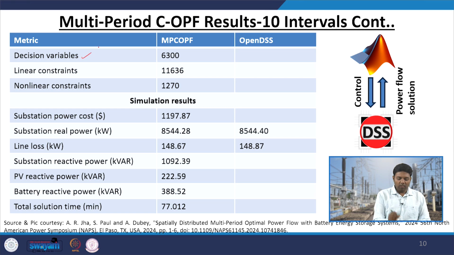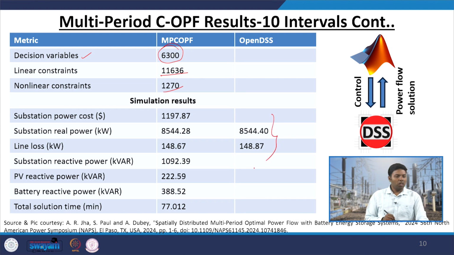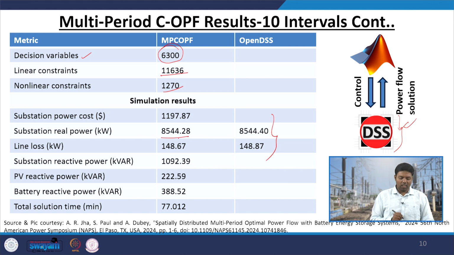Now, if you see the decision variables, the number of decision variables for this problem is around 6300. Total linear constraints are 11,636 and nonlinear constraints are 1270. Okay? And we validated the same problem with the control actions in the OpenDSS platform. The OpenDSS platform will give you the actual nonlinear power flow solution for your control decisions. If you validate it and get the real powers at the substation, you see that they are almost equal, and your line losses are also equal.